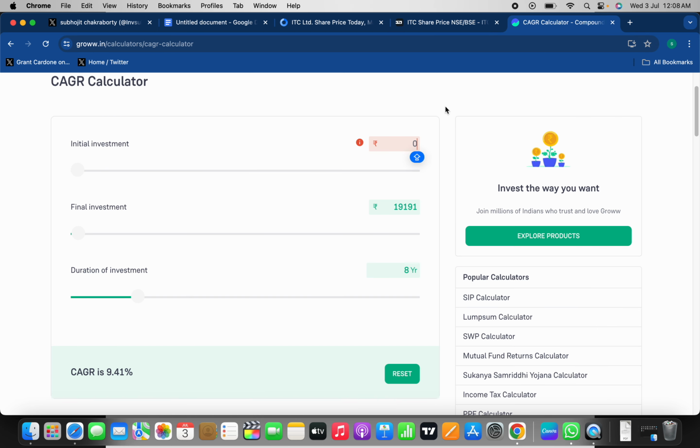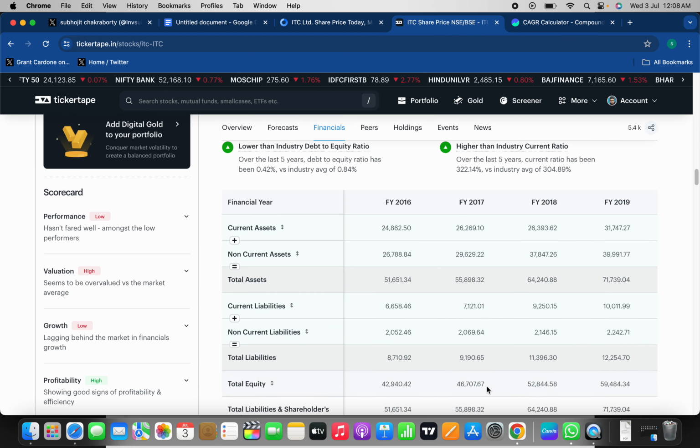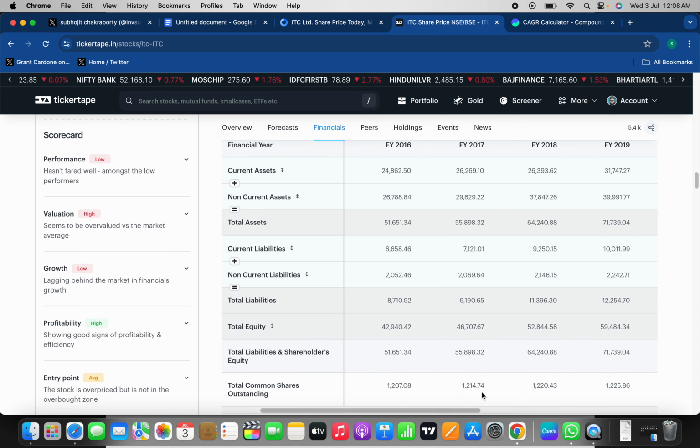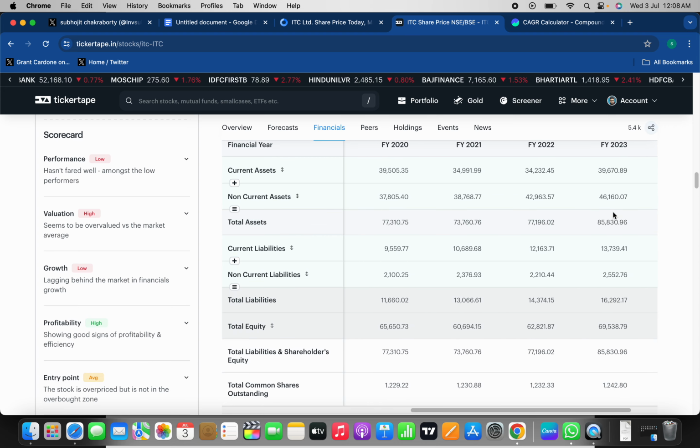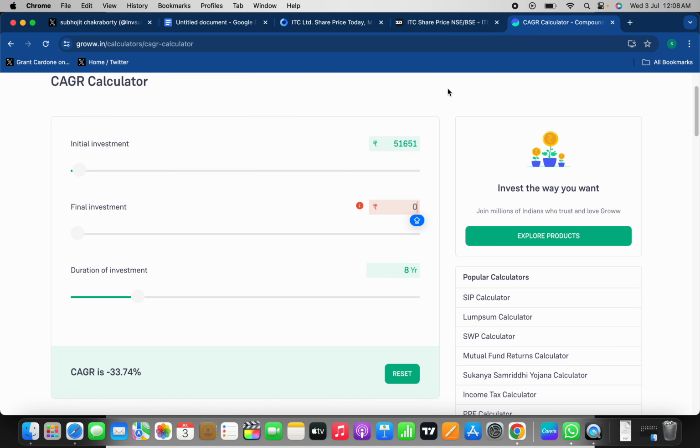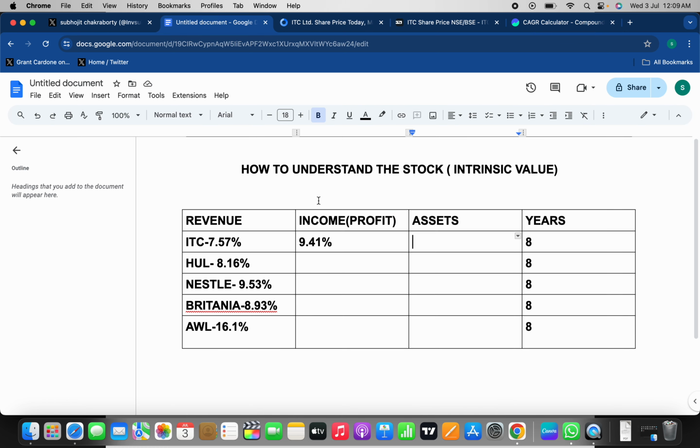51,651. एंड फाइनल वैल्यूएशन ऑफ एसेट टू द करंट 2023 कितना है? लेट अस सी. ओके, 2023 वी हैव एसेट समथिंग अराउंड 85,830. 6.55%. कितना आ रहा है?